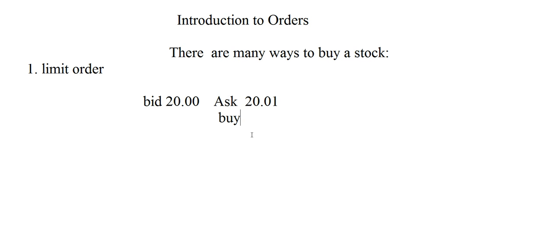Now, what does limit order mean? A limit order is when you see the ask, and when you hit buy in your broker, it will give you the same, 20.01. Now limit, what does it mean? It means you ask your broker to buy only at the ask as it is.